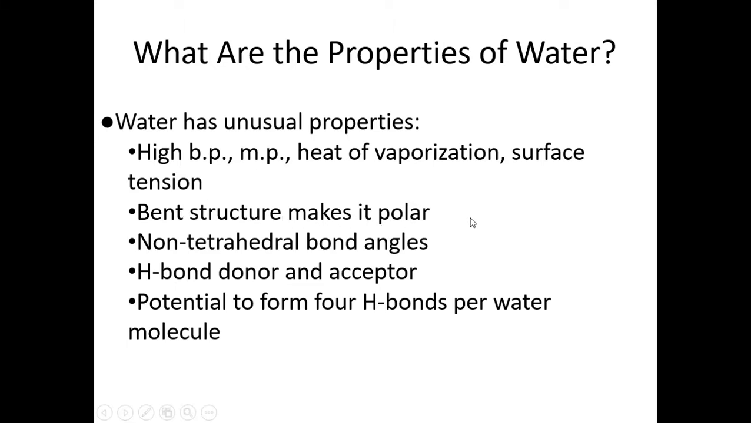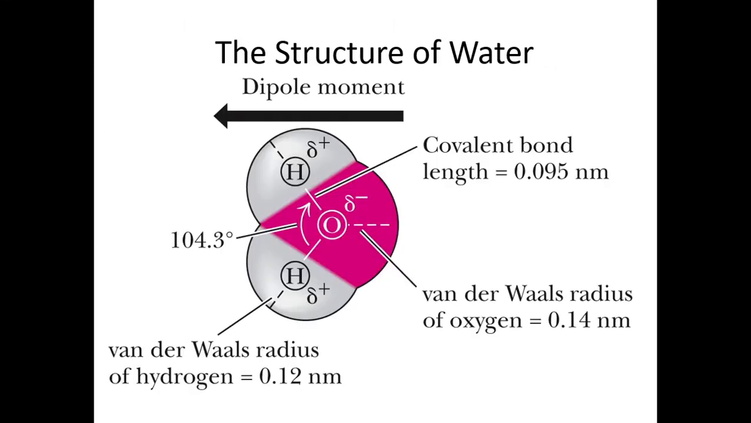It is a bent molecule. If you remember your geometry from general chemistry, a bent structure is a polar molecule. So water is bent. Because it's bent, it has non-tetrahedral bond angles. It is a hydrogen bond donor and acceptor, and we will look at that closely. It has the potential to form 4 hydrogen bonds.